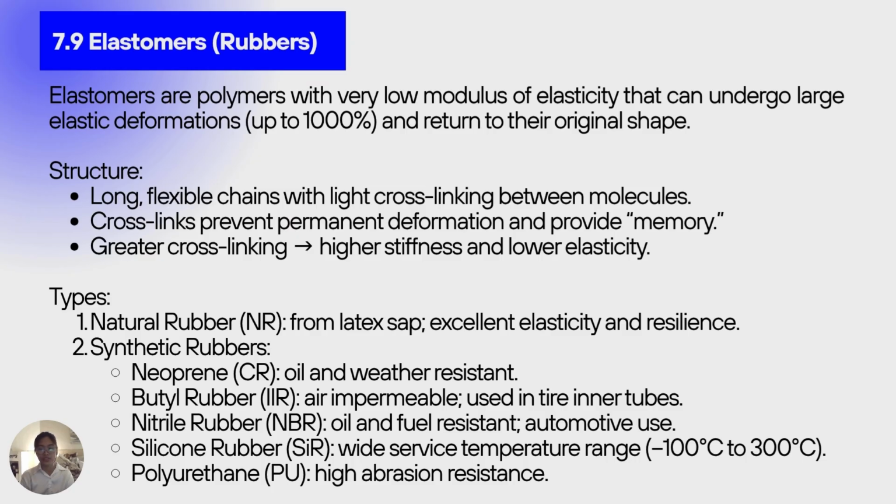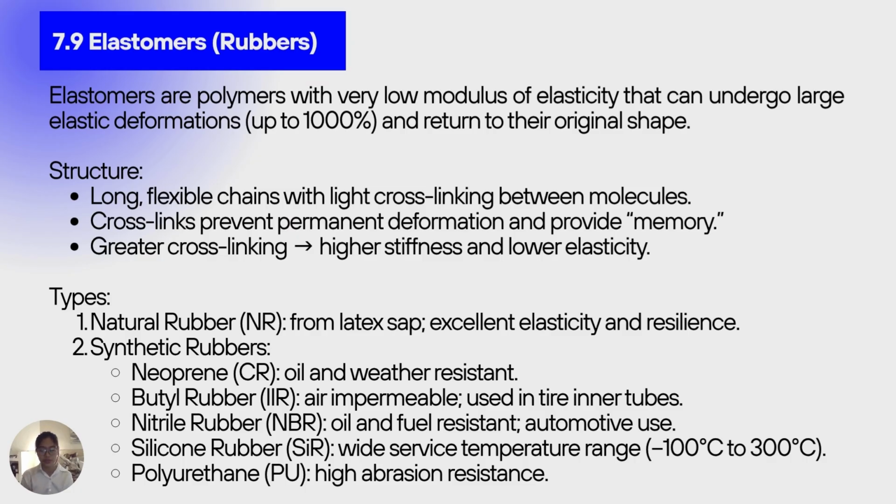Next, elastomers are divided into natural and synthetic categories. So for natural rubber, or NR, it is derived from the latex sap of rubber trees. It has excellent elasticity and resilience, but limited resistance to oil, sunlight, and ozone. They are used in tires, seals, and vibration isolators.